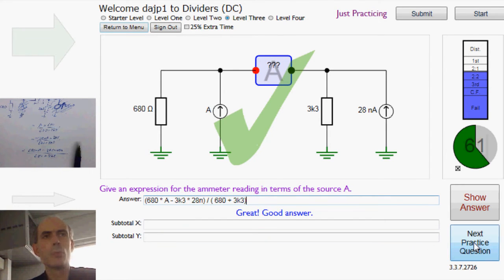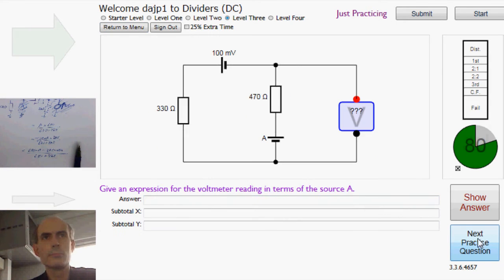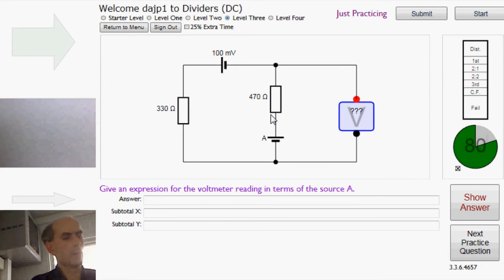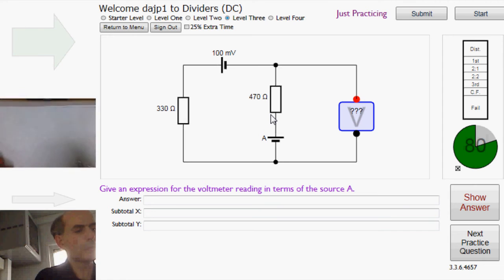Maybe try and do one more. Okay, this one is another given expression one, but this time it's with voltage sources, not with current sources. But we can use the same kind of technique. We can do it by the principle of superposition, considering two circuits, one of which only has this source in it, and the other one only has this source in it.